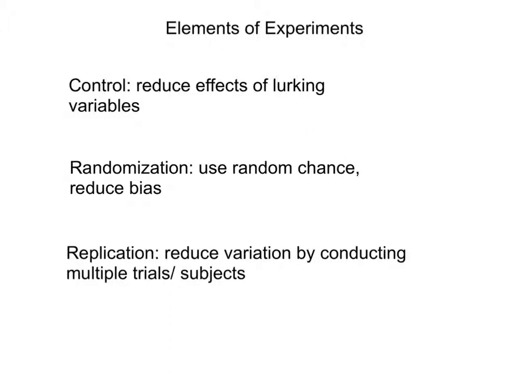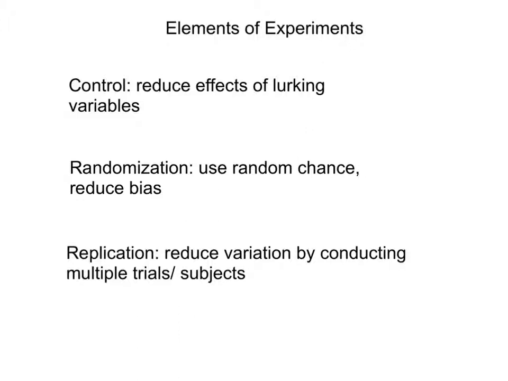Another thing to keep in mind with experiments is randomization. This means that whenever possible, you're going to want to leave things up to random chance to reduce bias. When you're conducting an experiment, you're going to want to use a random number generator to choose subjects, or leave things up to random chance and not other factors. Then also replication. Replication is when you increase your number of trials or subjects in order to reduce variation.